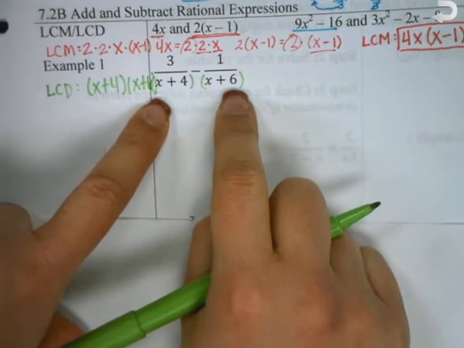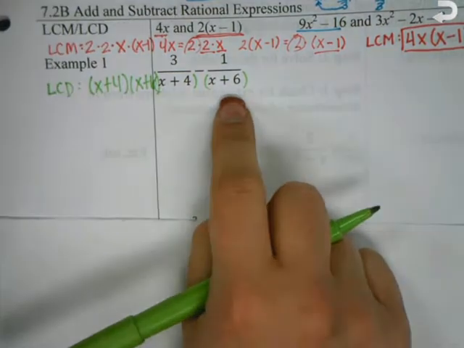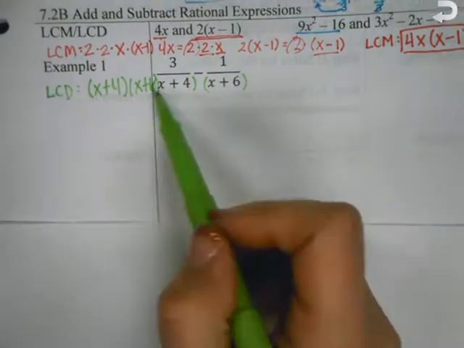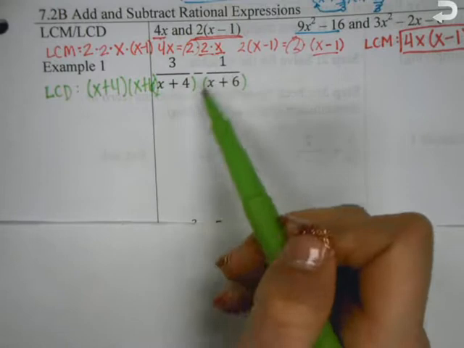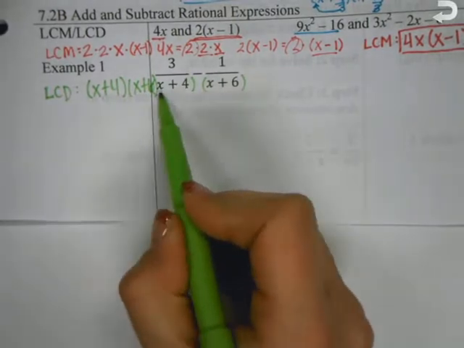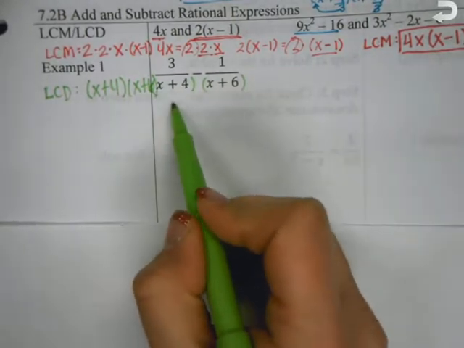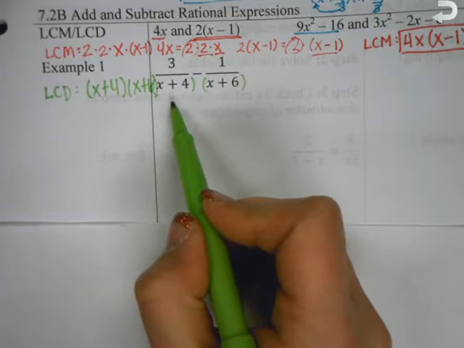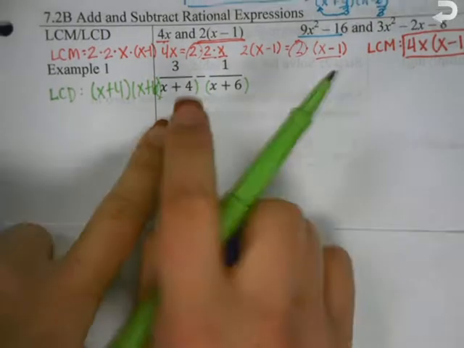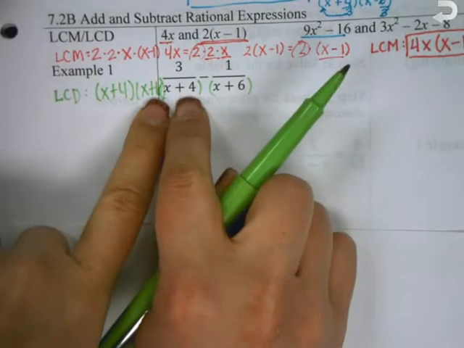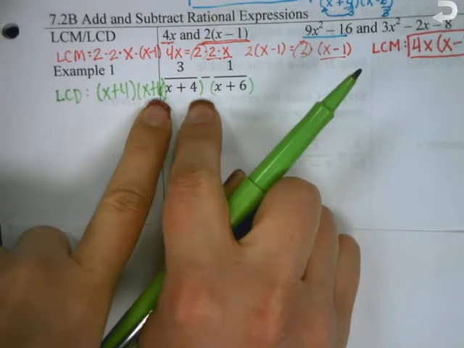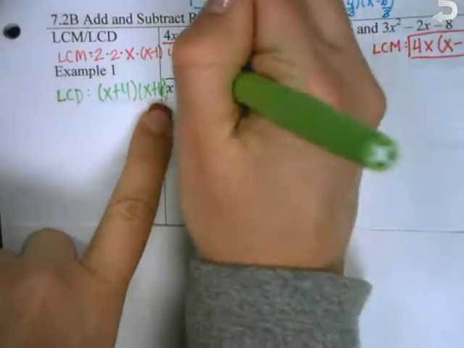So what we want to do is look at this first term, and what part of the LCD am I missing on this one? This already has the x plus 4, right? So we're missing the x plus 6 part. So we multiply the top and bottom by x plus 6.